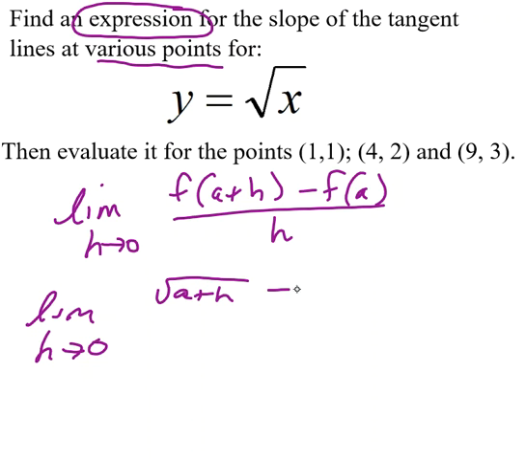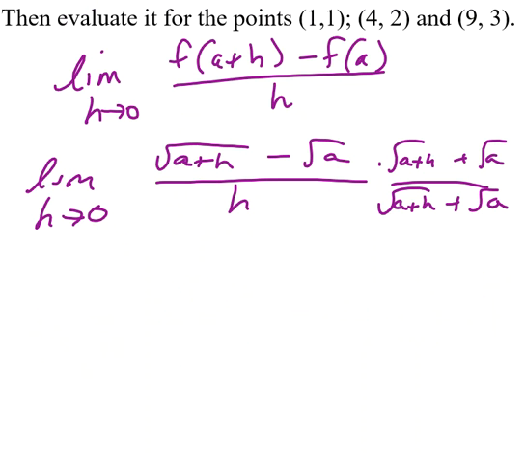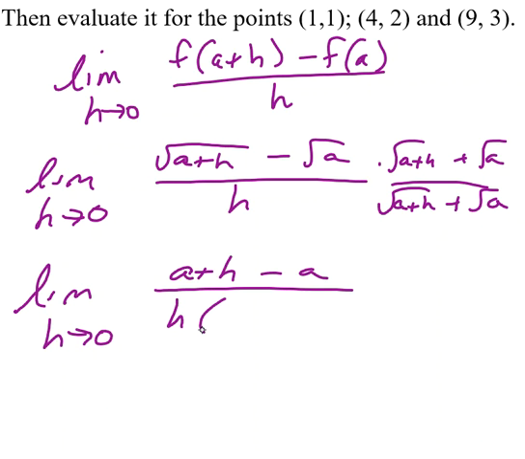So I'm going to have the limit as h approaches 0 of the square root of a plus h minus the square root of a all over h. Now here I have one with radicals, so I'm going to multiply by the conjugate to simplify it. Times the square root of a plus h plus the square root of a, and the limit as h approaches 0. When I FOIL the numerator, I'm going to be left with a plus h minus a. In my denominator, I'm going to have h times the quantity square root of a plus h plus the square root of a.